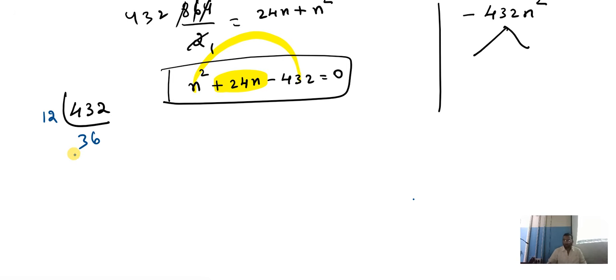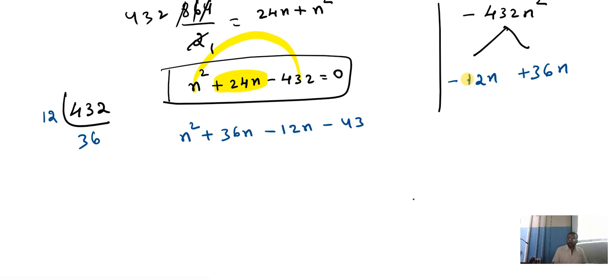Now what we can do? So can we write here 12 and 36? Now, what is the middle term sign? Plus. For the bigger number, put plus. Plus into minus, minus. 36 minus 12 is 24. So n square plus 36n minus 12n minus 432 is equal to 0.